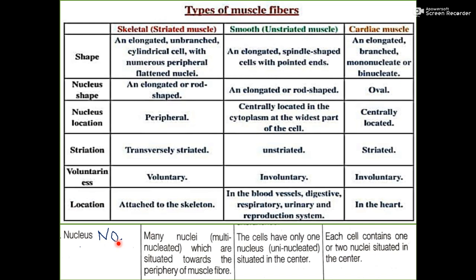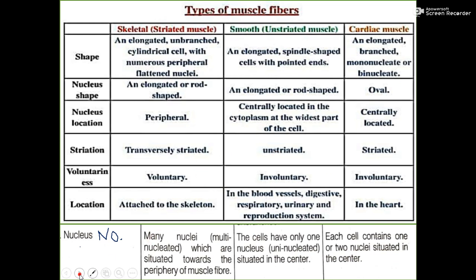So on the basis of number of nucleus, skeletal muscle contains many nuclei. Smooth muscle has only one nucleus, and cardiac muscle also contains one or two nuclei situated in the center. Here it is written two nuclei, but one fiber contains only one nucleus. I want to tell this thing to you. It is a very important difference.